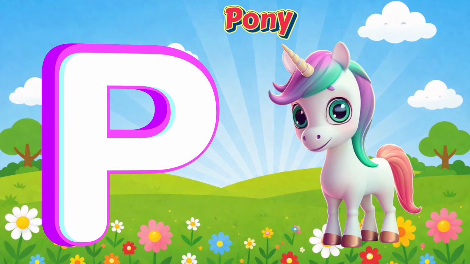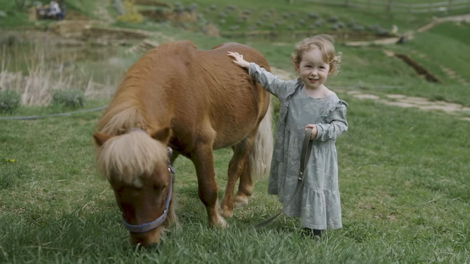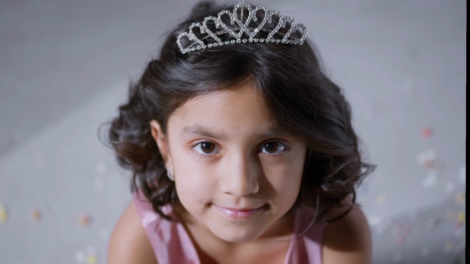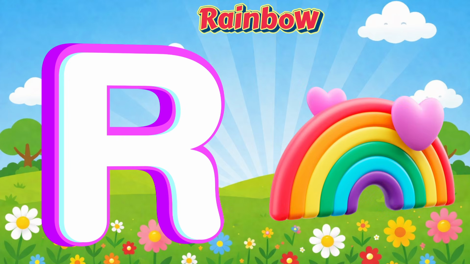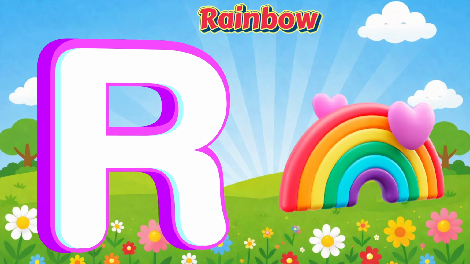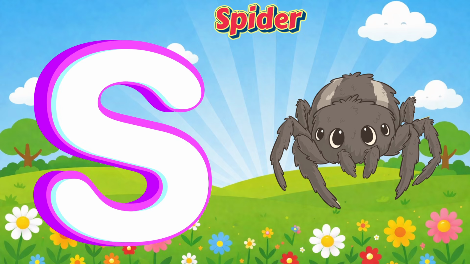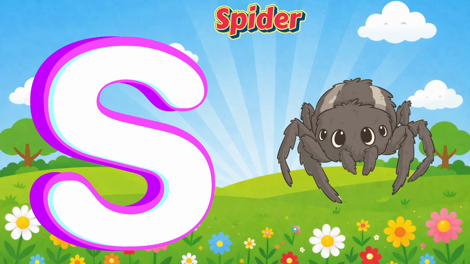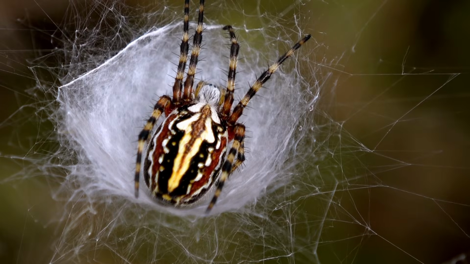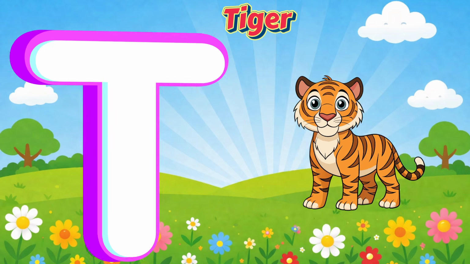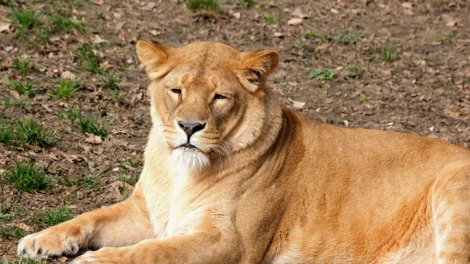P is for pony, pony. Lovely pony. Q is for queen, queen. Royal queen. R is for rainbow, rainbow. Colors rainbow. S is for spider, spider. Little spider. T is for tiger, tiger. Scary tiger.